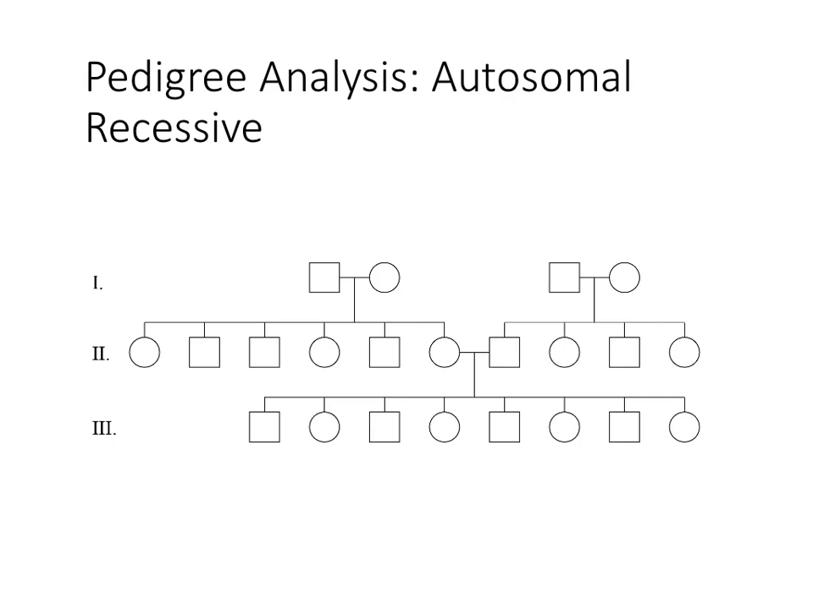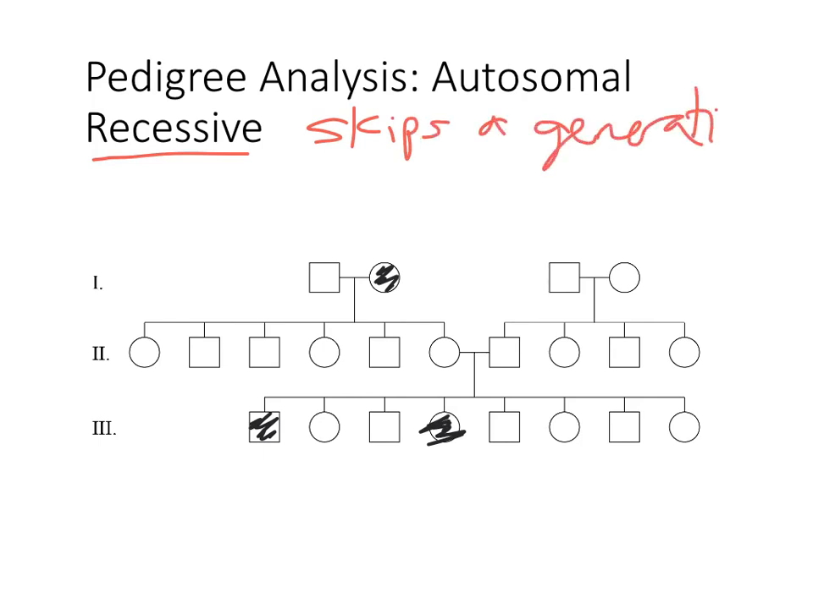What about recessive? So in this example, I decided to have that individual affected, and that one, and that one. Just three individuals. So what typifies recessive inheritance? It tends to skip generations, one or more. It can be in every generation, but not necessarily. And again, it affects both females and males.